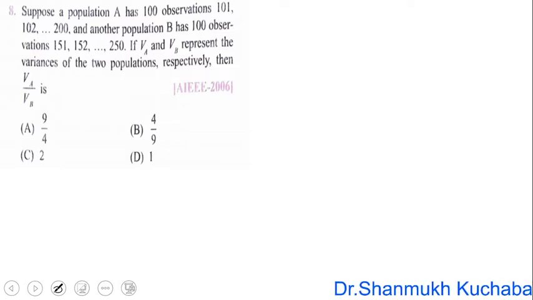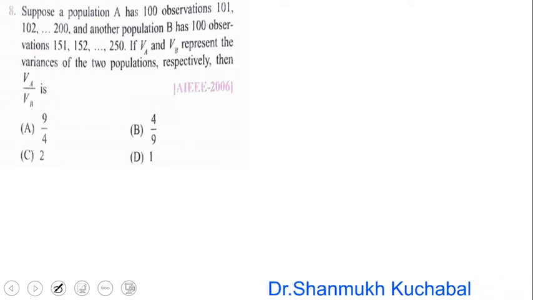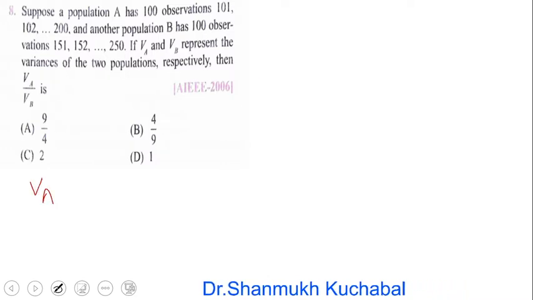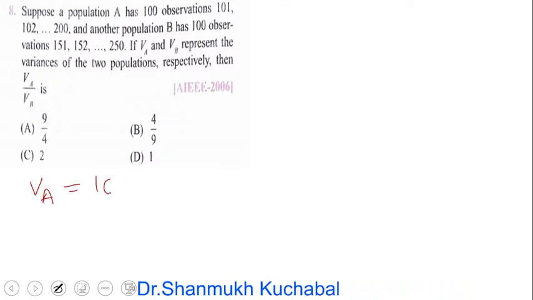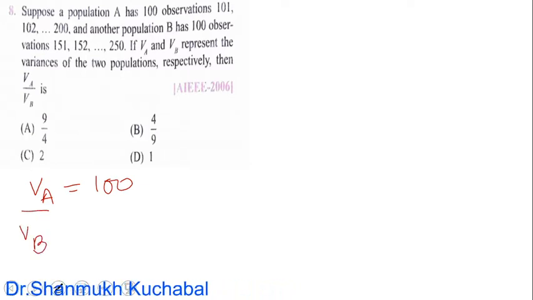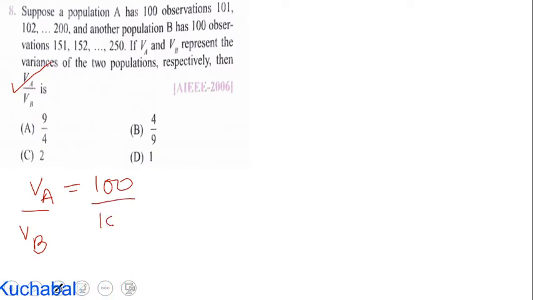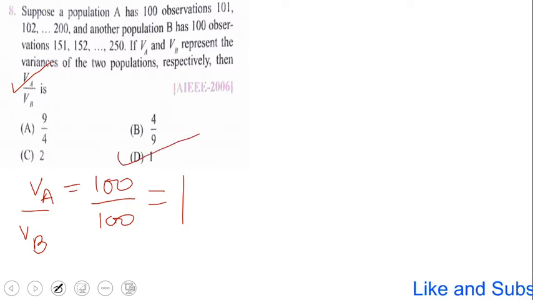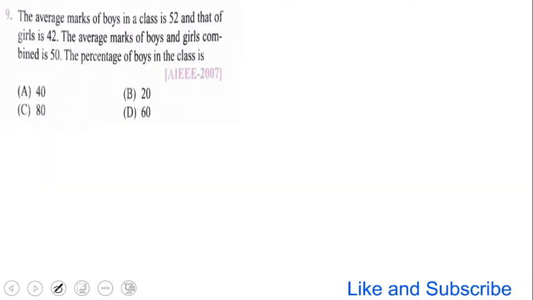Okay, so 100 observations will be there. So the variance of the first data VA, it is 100 observations. The variance of the second data VB, so here a division is there, this is also 100. 100 by 100, we are going to get 1. Therefore option D is the right answer over here. Okay, we'll move to the next example.